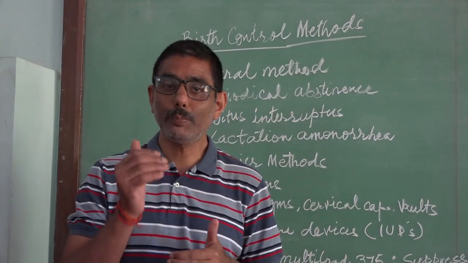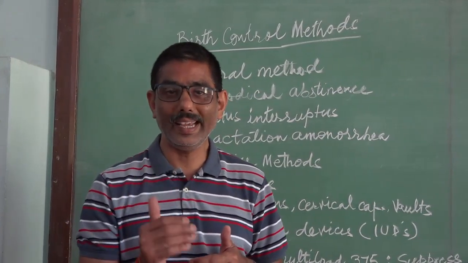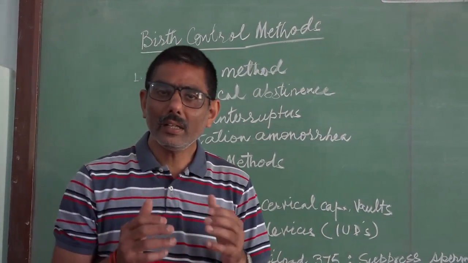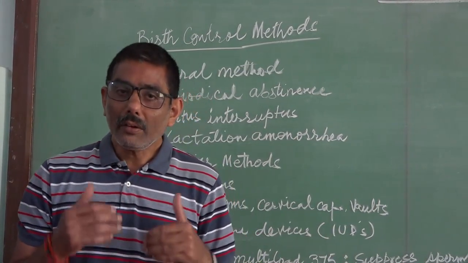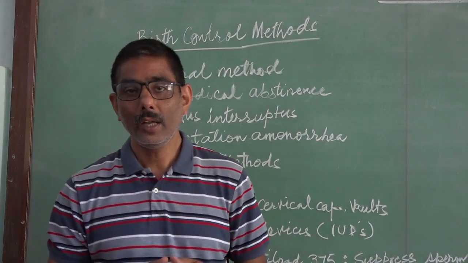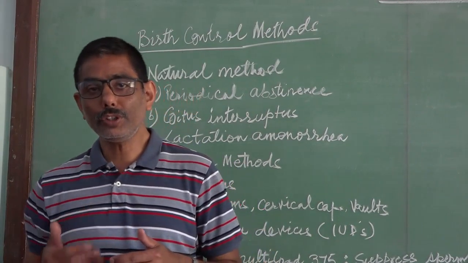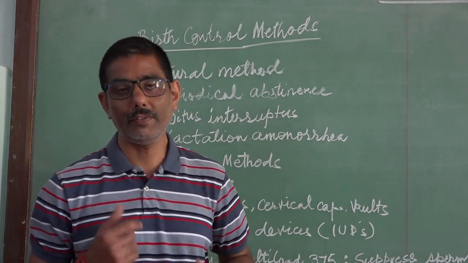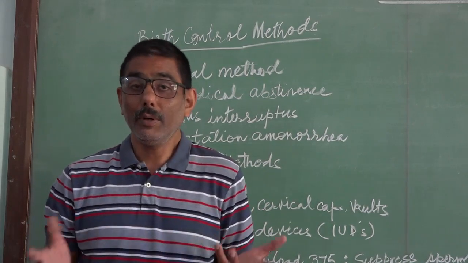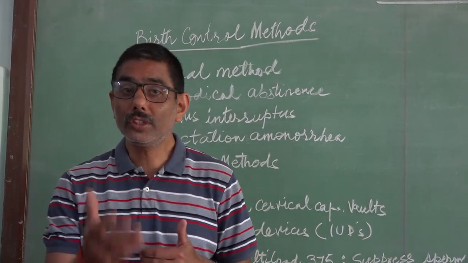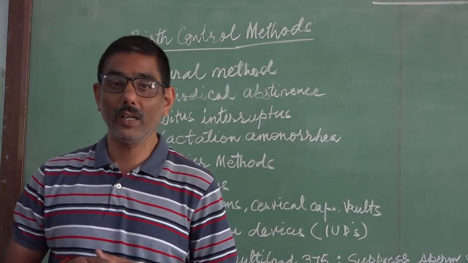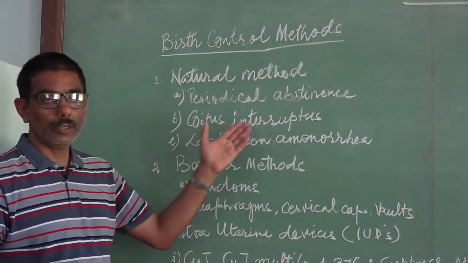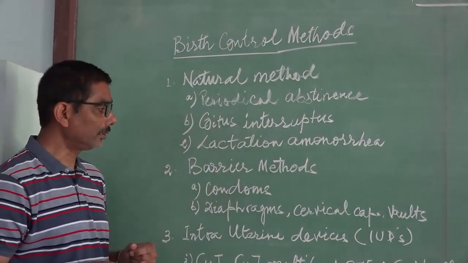I mentioned if the sperm do not meet the egg, then there will be no conception. So say the sexual partners do have sexual intercourse, but the male partner withdraws the penis just before ejaculation from the vagina of the female. Then there will be no conception because there is no deposit or ejaculate of the sperms into the female reproductive tract. So we call it coitus interruptus.